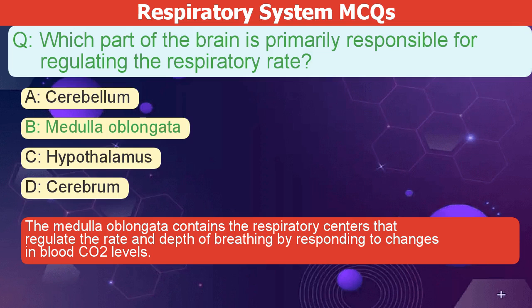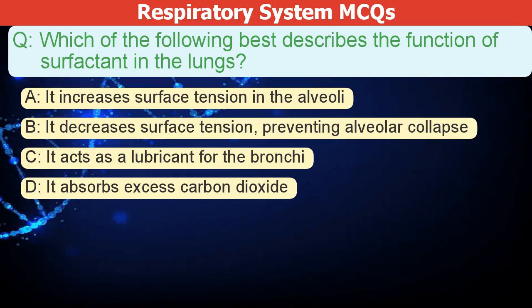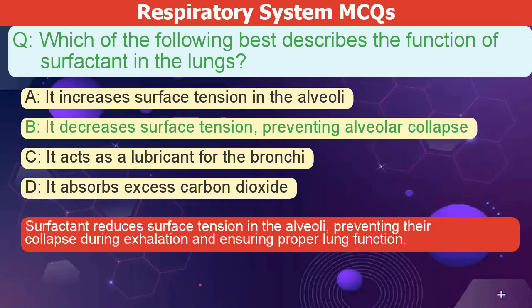Which of the following best describes the function of surfactant in the lungs? A. It increases surface tension in the alveoli. B. It decreases surface tension, preventing alveolar collapse. C. It acts as a lubricant for the bronchi. D. It absorbs excess carbon dioxide. The correct answer is B. Surfactant reduces surface tension in the alveoli, preventing their collapse during exhalation and ensuring proper lung function.